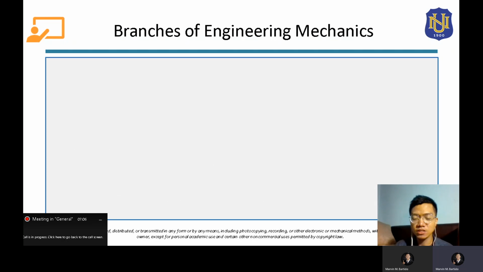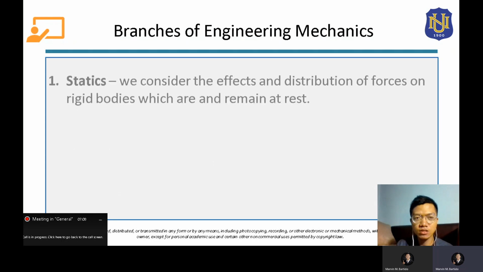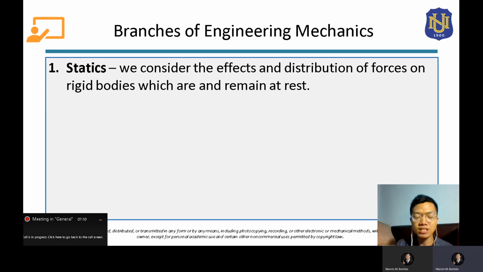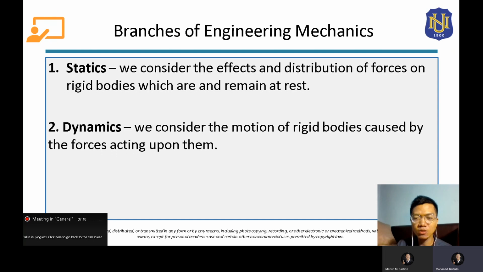There are two branches of engineering mechanics. The first one is statics. In statics, we consider the effects and distribution of forces on rigid bodies which are and remain at rest. The second one is dynamics. In dynamics, we consider the motion of rigid bodies caused by the forces acting upon them. The keyword here is that in statics, the bodies considered are at rest, while in dynamics, they are in motion.